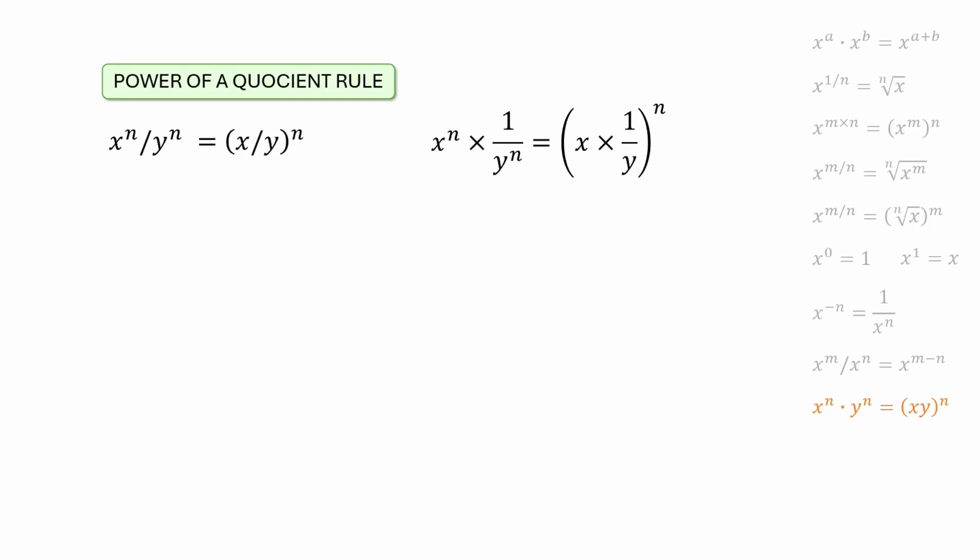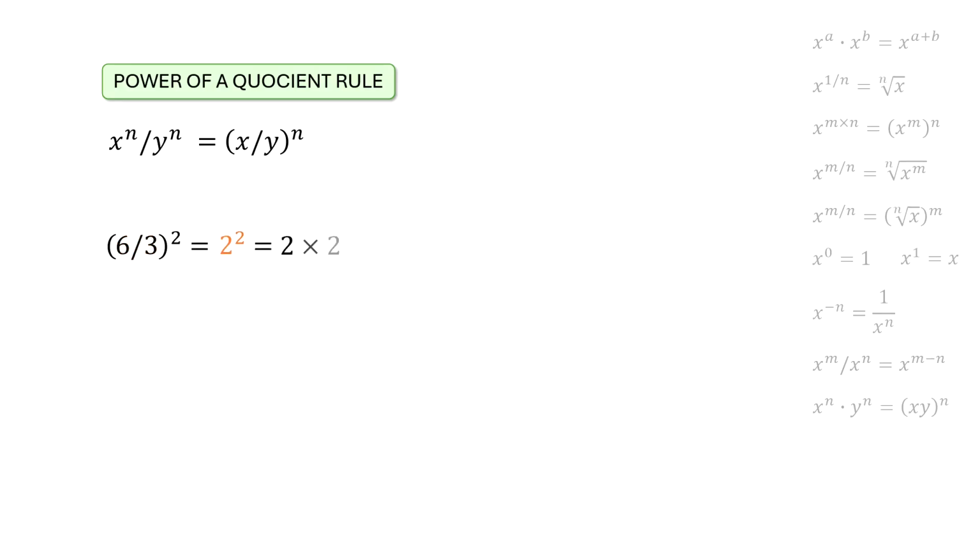Once again, let's see an example. 6 divided by 3 is 2. 2 raised to 2 is 2 times 2, which is 4. 6 raised to 2 is 6 times 6, which is 36. 3 raised to 2 is 3 times 3, which is 9. 36 divided by 9 is 4.